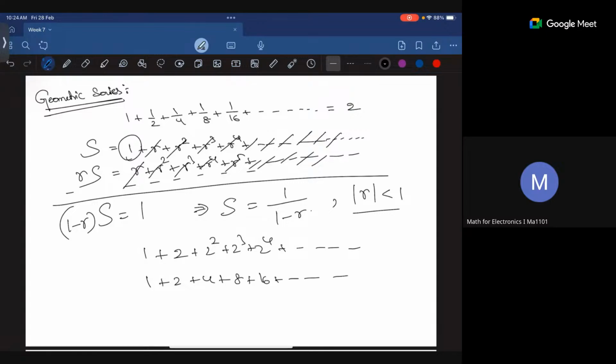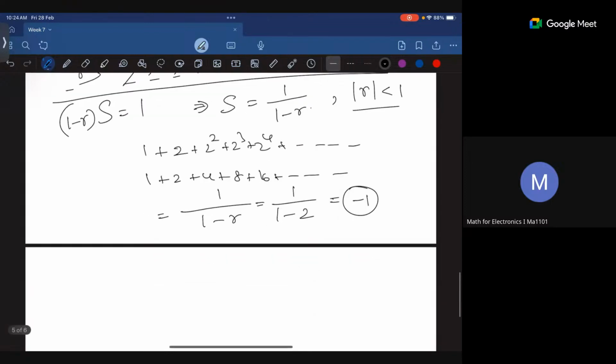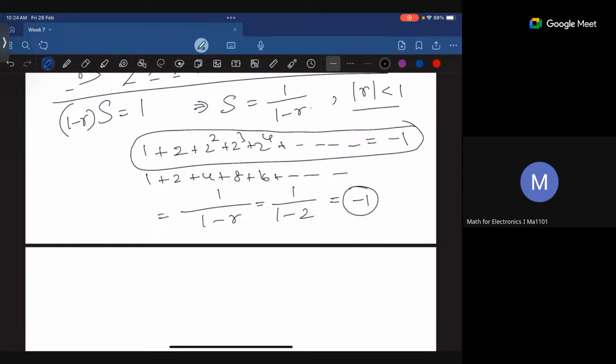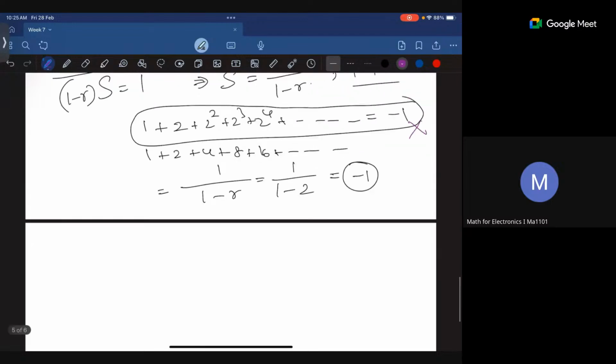right? But if you use the formula, what will you get? So 1 by 1 minus r. You're going to get 1 by 1 minus 2. r is 2. So you're going to get minus 1, which is absurd, right? So that is why you should be really careful when you handle infinity. Or else you will end up getting some very strange answers if you directly use the formulas. It is intuitively also trivially false, right? You are adding up positive numbers, and how can you get a negative number? So this is not correct.